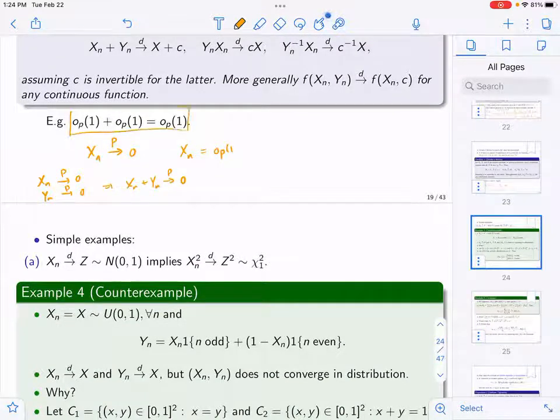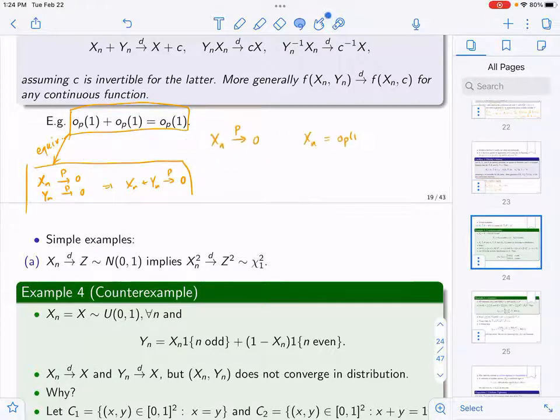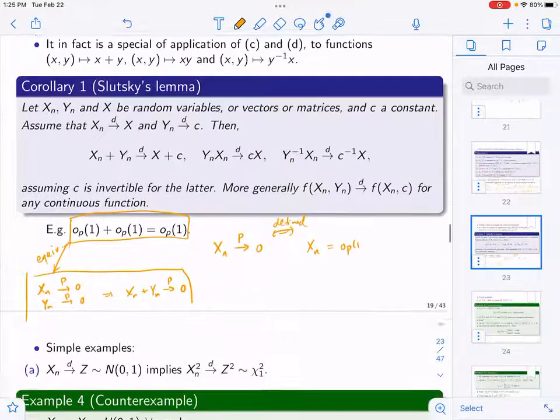So this is equivalent to that, defined like this. Questions?